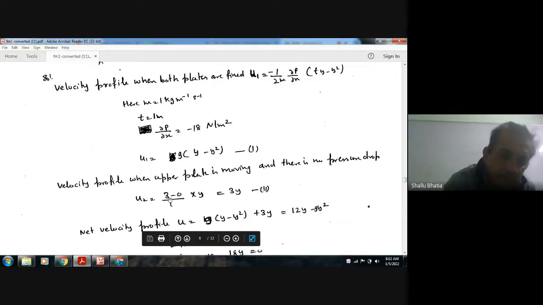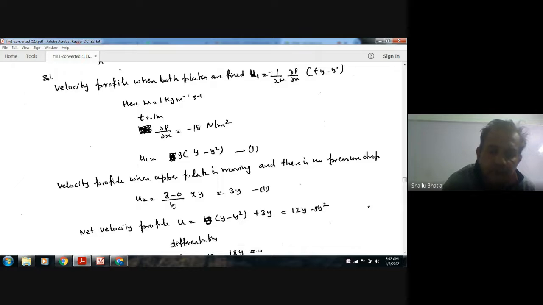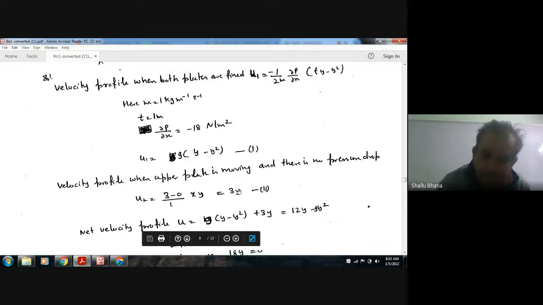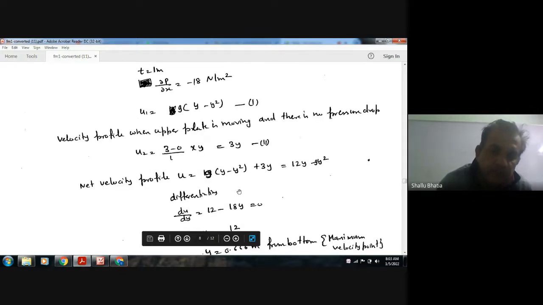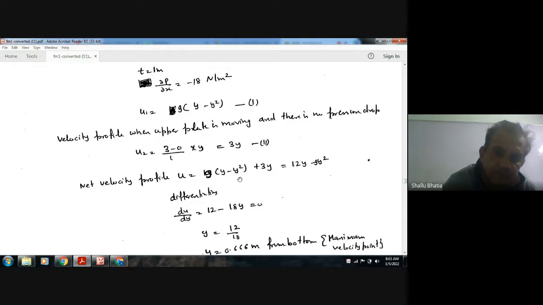The velocity of the moving plate is 3 and the gap is 1, and the velocity of the stationary plate is 0. So 3 minus 0 by 1 into y will be the velocity when there is no pressure drop, following Newton's law. The first part is due to pressure drop, and this part is due to viscosity. So the net velocity profile will be a combination of these two: u equals 9y minus y square plus 3y.